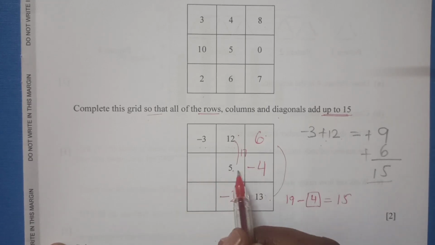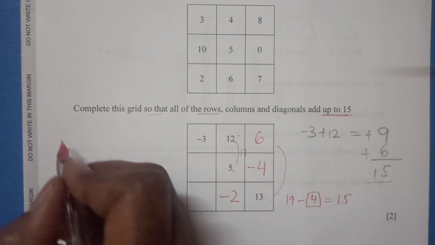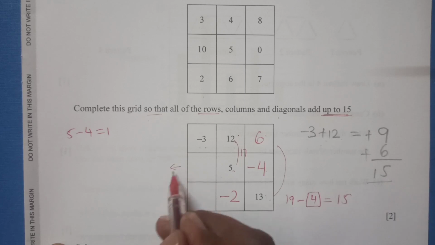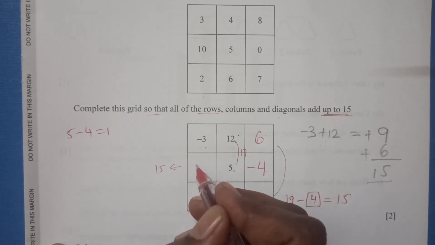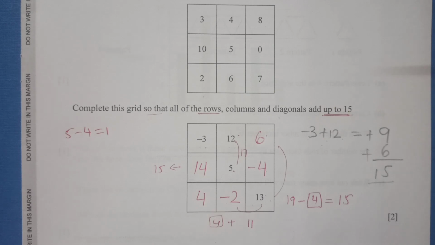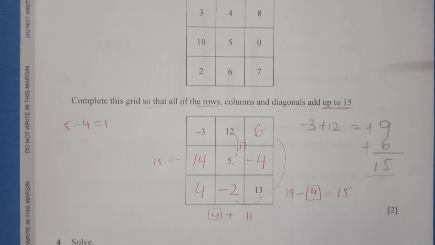Now going this way, we have 5 minus 4, it is 1, but we need the answer as 15. To make this 15, we have to have plus 14 here. So 14 will come here. Now going this way, 13 minus 2, it is 11, but we need again 15. So 11 plus 4 will make it 15. So 4 should come here. Now you see, this is a bit tricky, but if you go step by step, you can easily do that. I hope you understood that. So let's move to the next one.